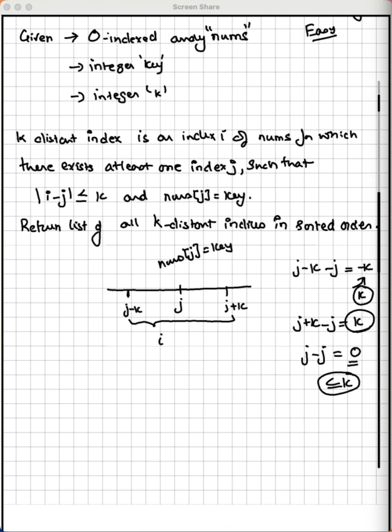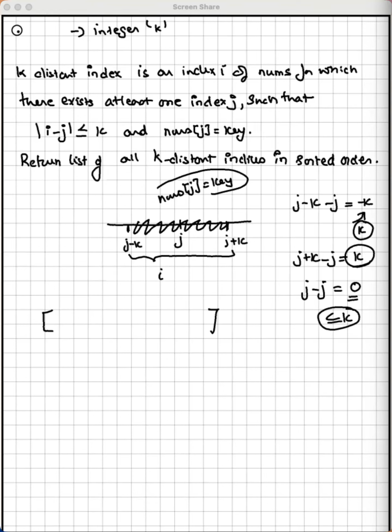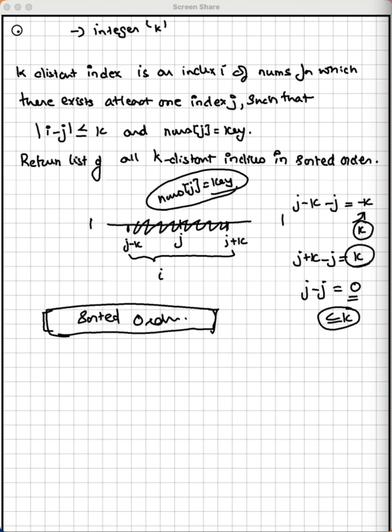Now what we need to do is identify these indices and finally return the ones that were discovered from this particular key, and maybe a few other indices which had the value key. We need to have them stored somewhere and return them in sorted order.